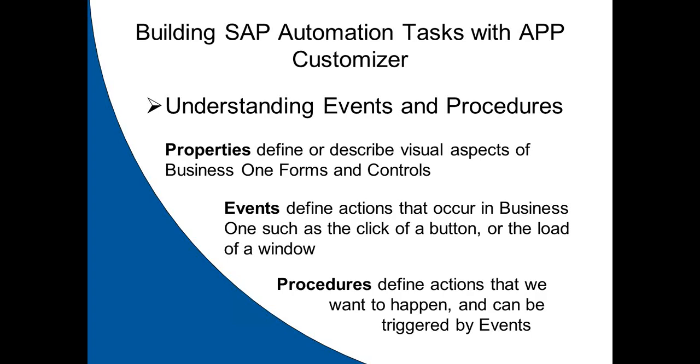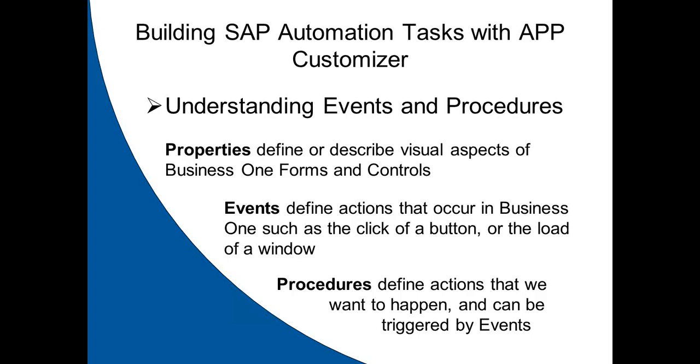All right, now earlier we talked about properties, and we all know that properties define or describe the visual things that we see on the screen. Events are actions that occur in Business One, and they can occur either by a user doing them or as a result of something else that caused them to happen. A good example of an event is someone clicks on the button that we just created. That would be a button press.